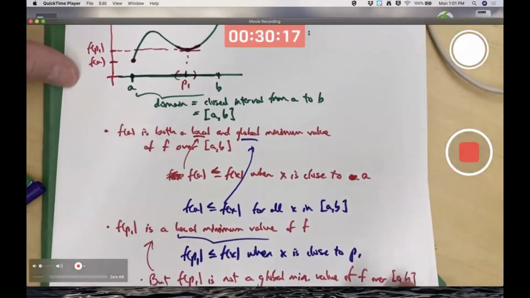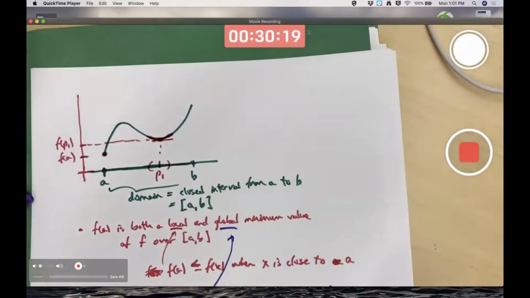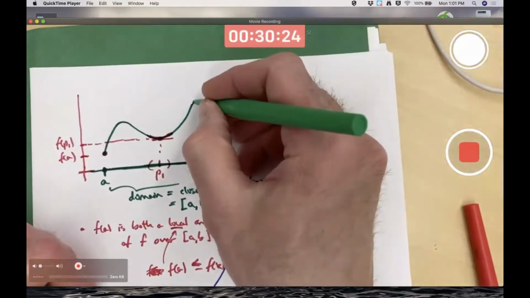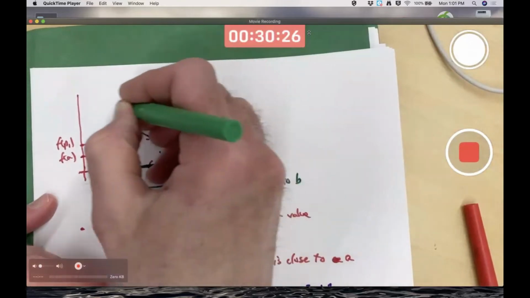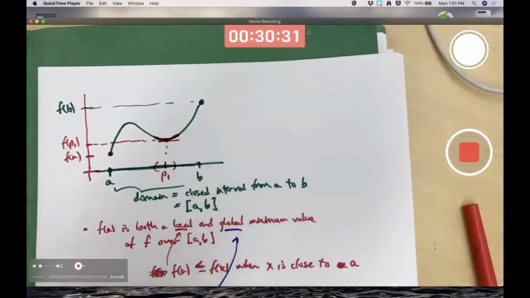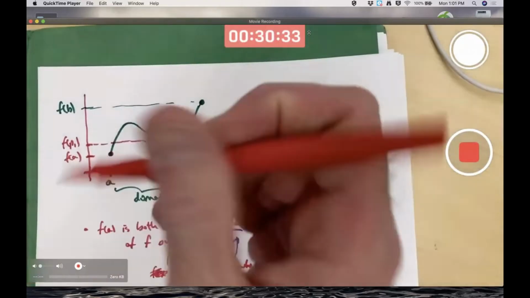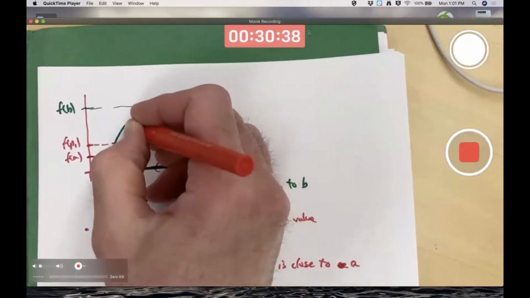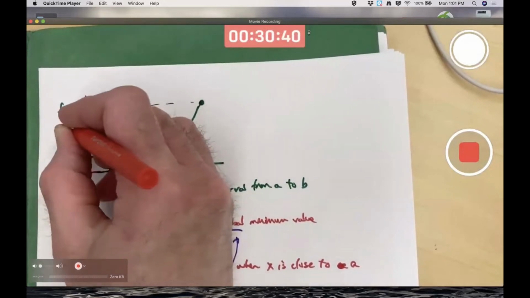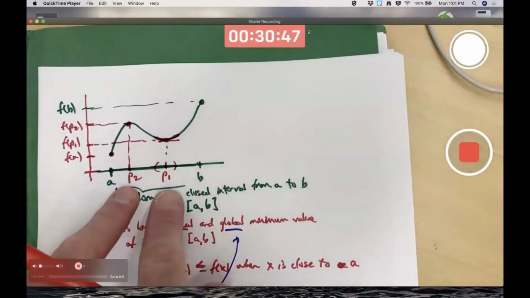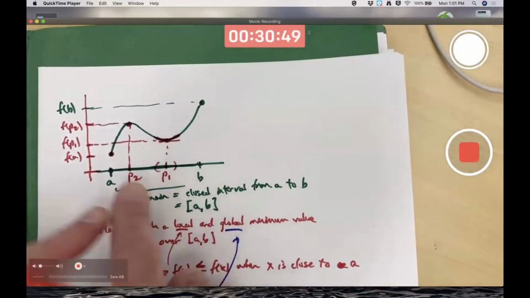I'm not going to write it out in words, but there's a global maximum, both a global and local maximum at B. And that global maximum value is f of B. And there's a local maximum, but not global maximum at this point. Call that P2. f of P2 is higher than f of x when x is close to P2. Don't be bothered by the fact that I made P1 to the right of P2. It's not a big deal.